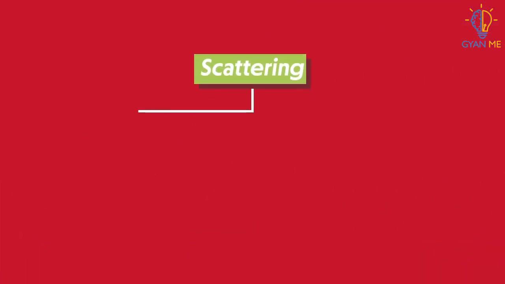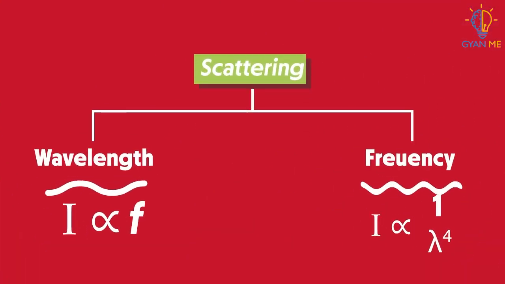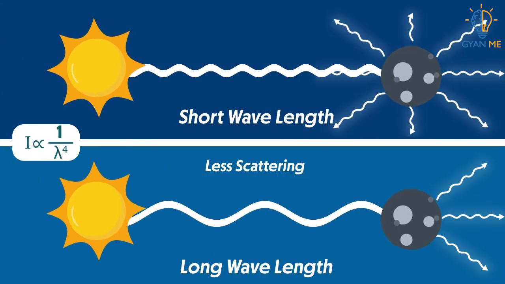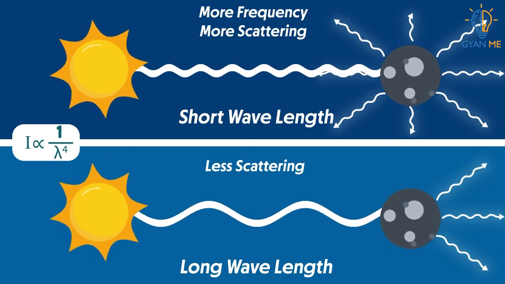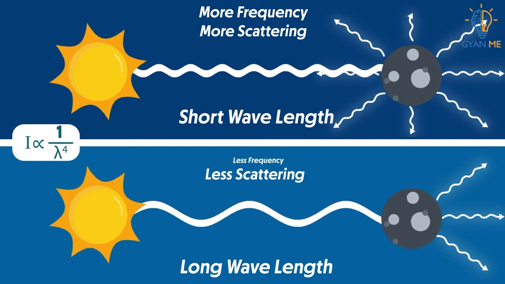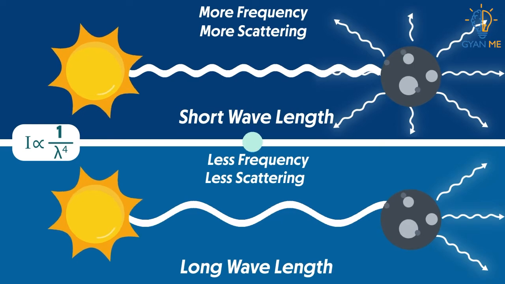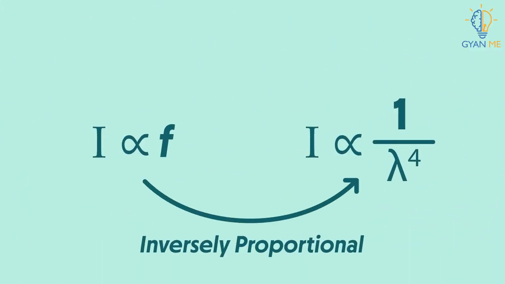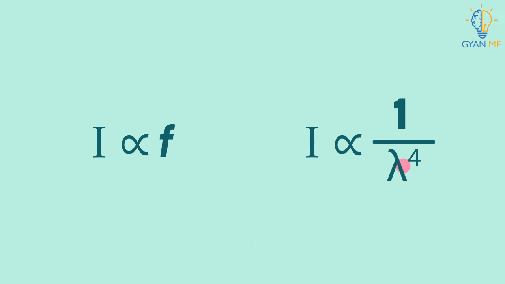Now we know that if something depends on wavelength, it also depends on frequency. Therefore, the scattering of light also depends on the frequency of light. We can say that if frequency increases, the scattering also increases, and if frequency decreases, the scattering decreases. It's simply the inverse of the wavelength and scattering relation. Now, why is this inverse? Because wavelength and frequency are inversely related.